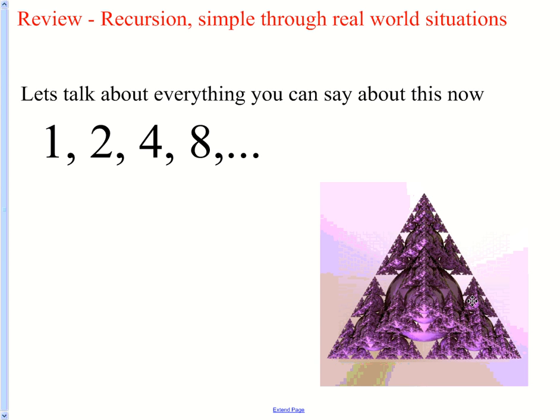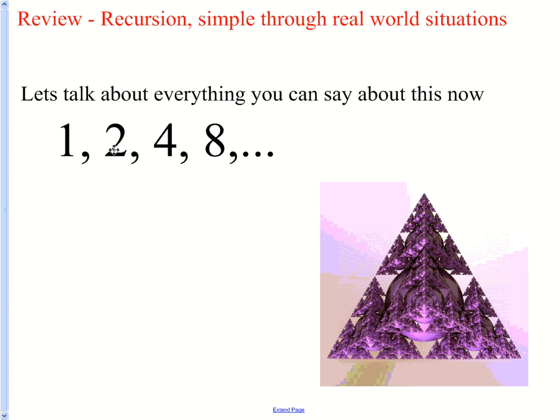So let's talk about everything you could say about 1, 2, 4, 8. A sequence like that, first of all, it's a sequence. Second of all, what kind of sequence is it? It's geometric. Why? Because you're multiplying each one to get the next one. So it's geometric because of multiplication. If it had been adding, what would it be called? Arithmetic. These are all things you should know about your math so that when you take the quiz, you'll be all right.